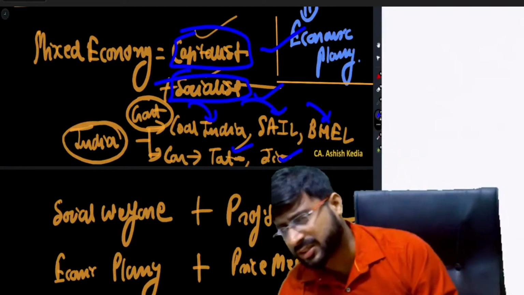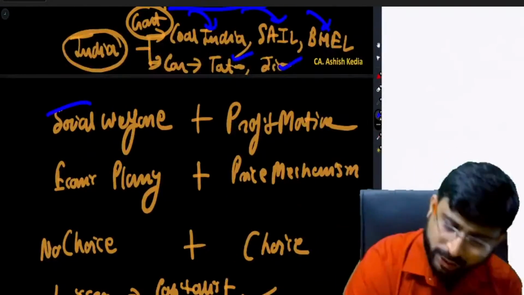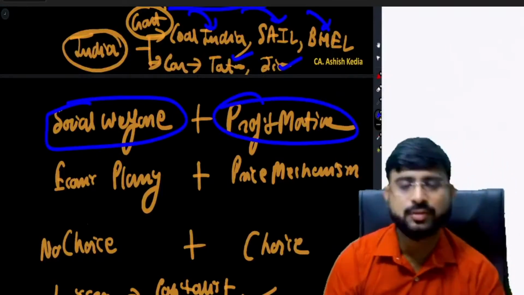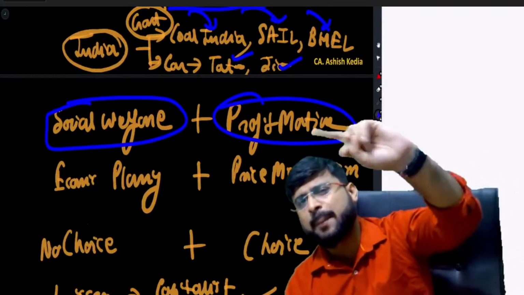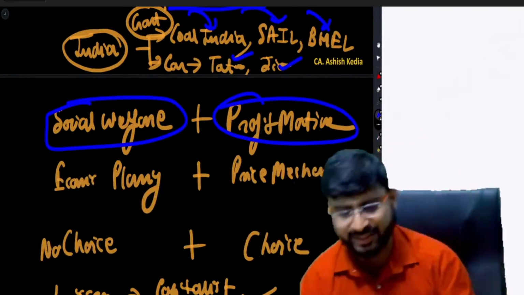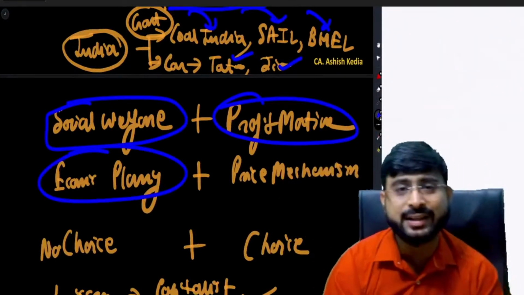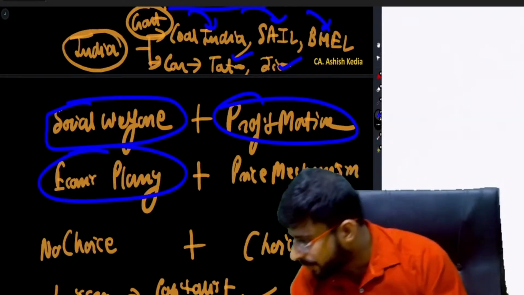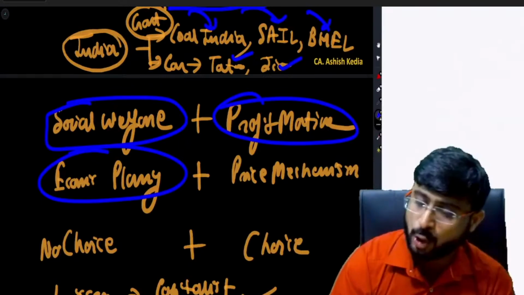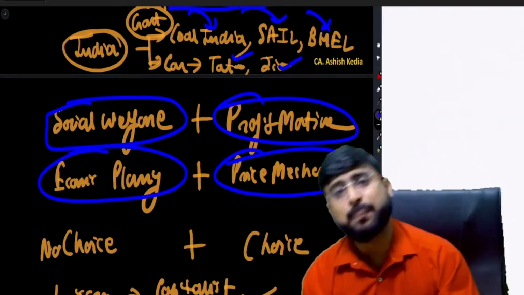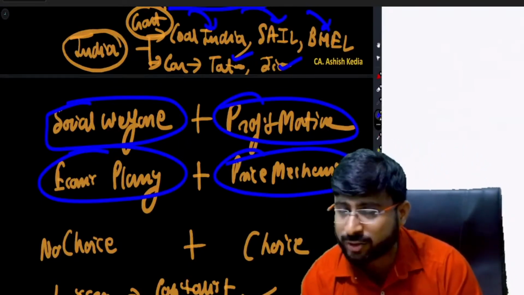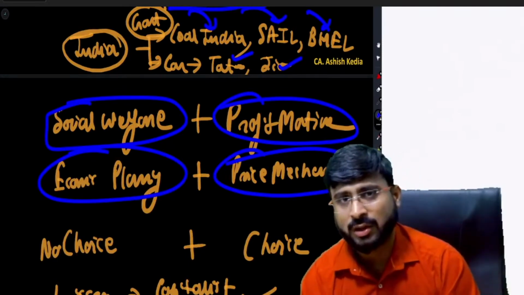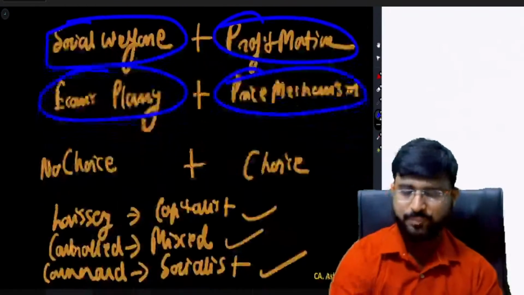So, what is the feature here, sir? In mixed economy, you will see social welfare as an objective plus profit motive. So, sir, it is like capitalist and socialist combined, right? Yes. So, you will see economic planning. Economic planning means decisions are taken by the government, while price mechanism means market forces of demand and supply decide the prices. It happens in capitalist economy.